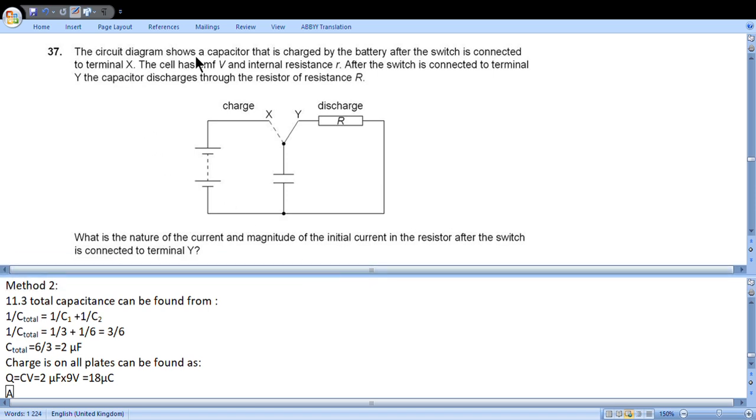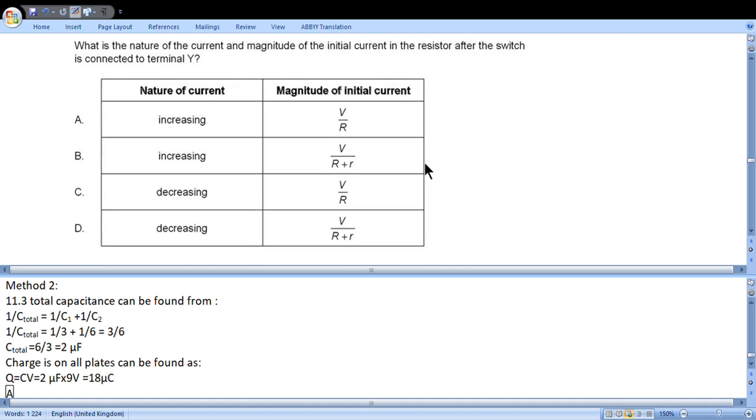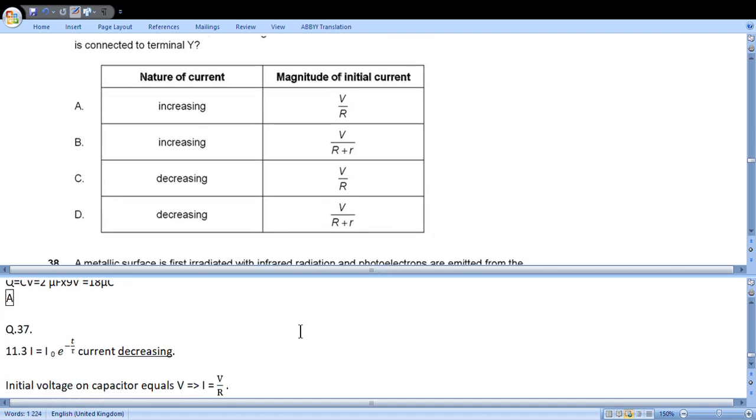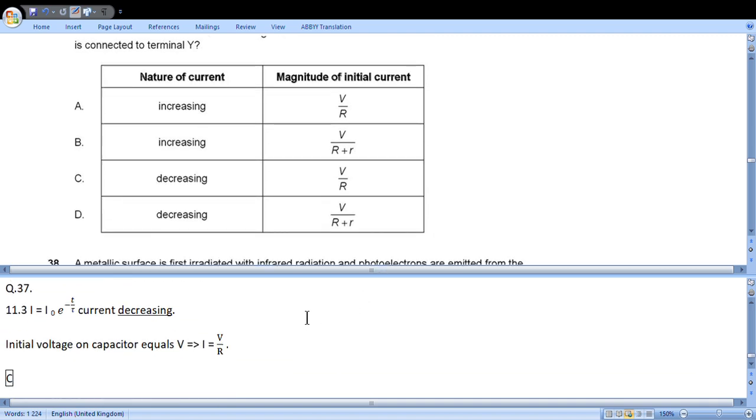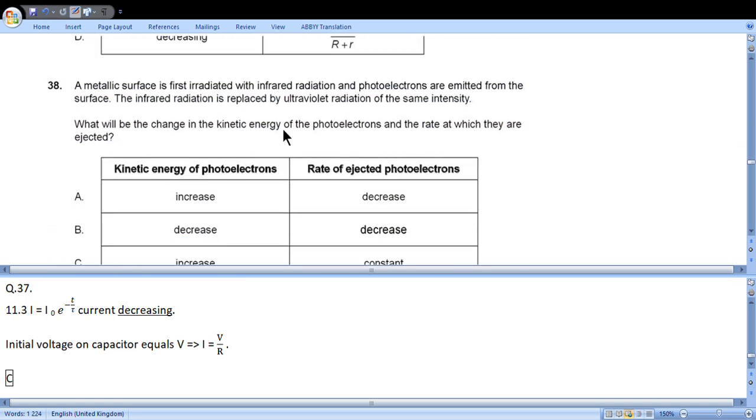The circuit diagram shows a capacitor that is charged by a battery after a switch is connected to terminal X. The cell has EMF and internal resistance. After the switch is connected to terminal Y, the capacitor discharges. What is the nature of the current, and the magnitude of the initial current in the resistor after the switch? Increasing, decreasing, and value. Of course it is decreasing because it is discharging, and the initial voltage on the capacitor is V, so the current will be V over R. So decreasing, so it is C. 38.